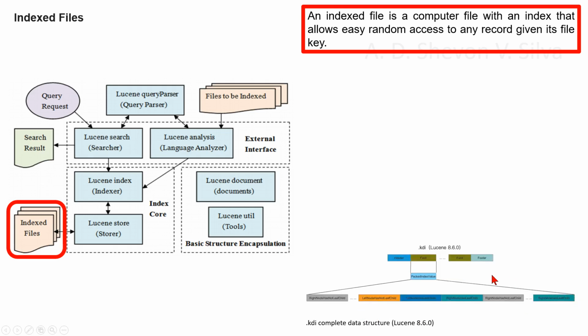Here you can see the complete .kdi data structure. It has a header, fields, and footer. A field is a packed index value, and the packed index value consists of flags such as: right node has no leaf left leaf child, and so on. Then left node has no leaf child, left node has leaf child, right node has leaf child, right node has no leaf child, and so on. Then right node has leaf child.